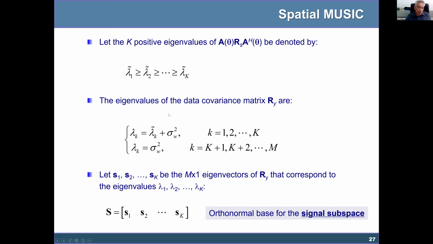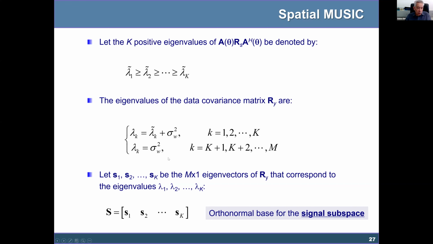So what happened? It happened that the spectrum of the eigenvalues of the data covariance matrix decreases from k equal 1 to k equal capital K, and then has a floor. So all the eigenvalues from K plus 1 to M are constant, and the value of this constant is the noise power.